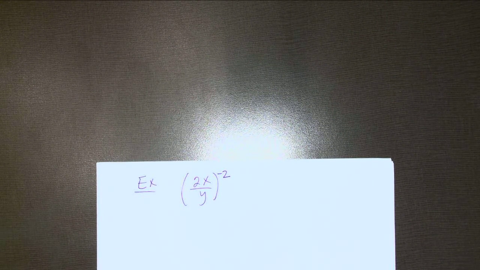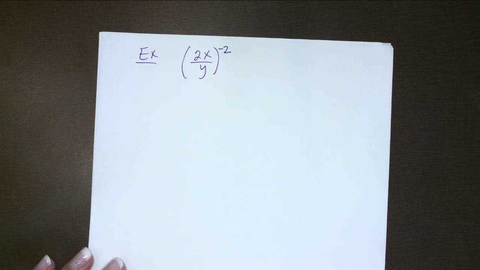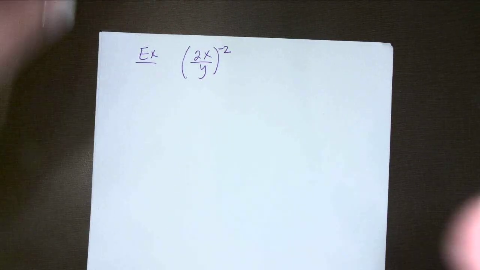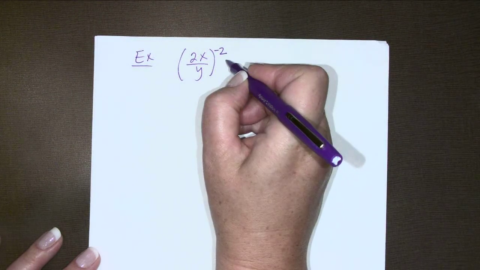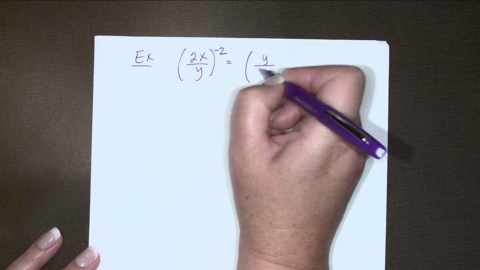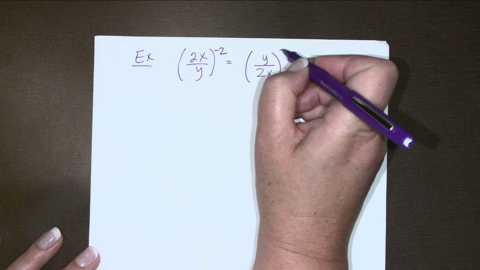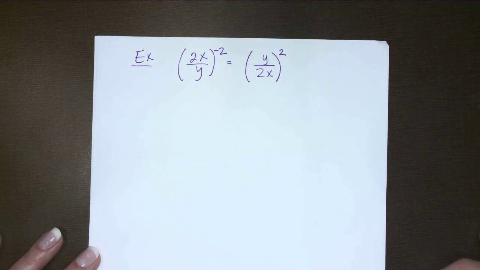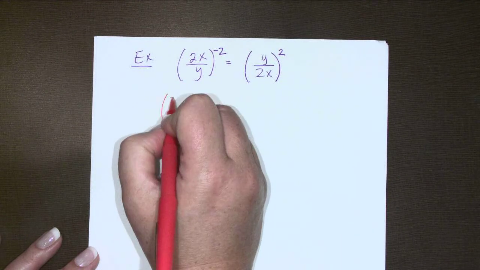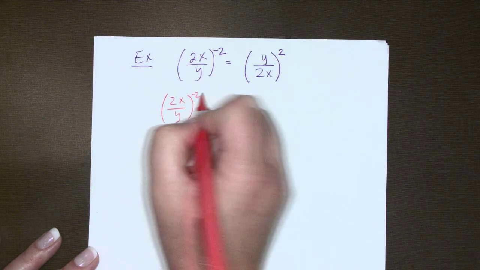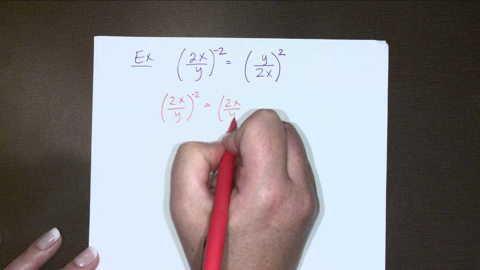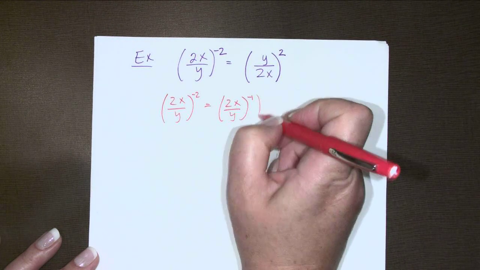So the whole bracket is to a negative exponent, so we flip it over. But it's not a 1 anymore. Okay, so it's not a 1 anymore. We can still flip it over. But what happens? So the negative is taken care of by that flip. And why does this work? Well, (2x/y) to the negative 2 is the same as saying (2x/y) to the negative 1, all squared.